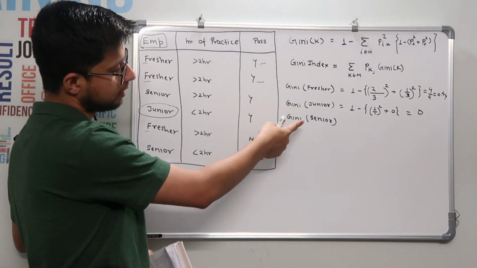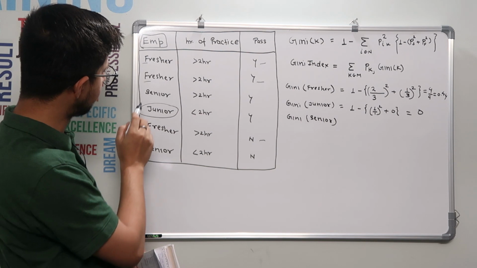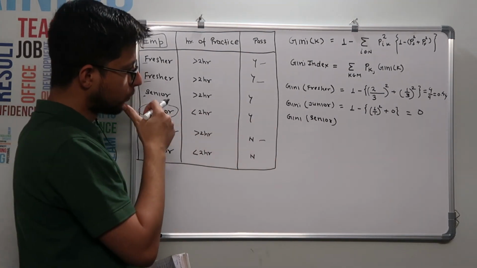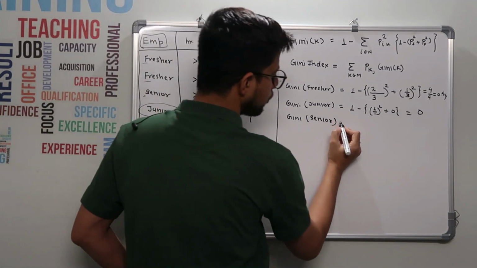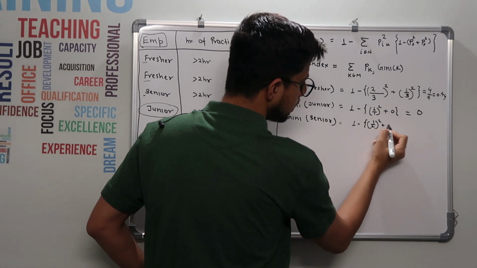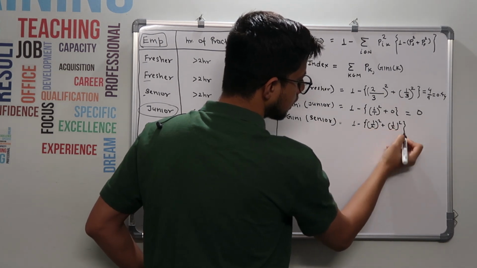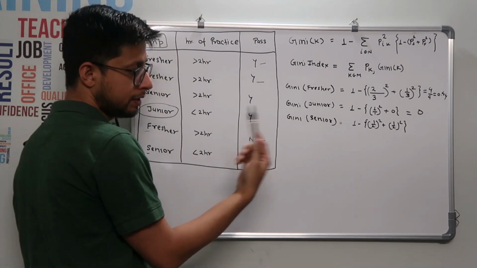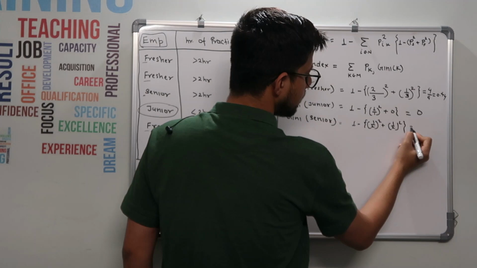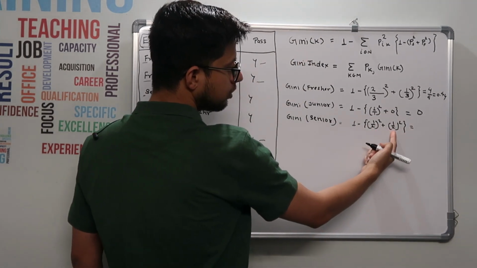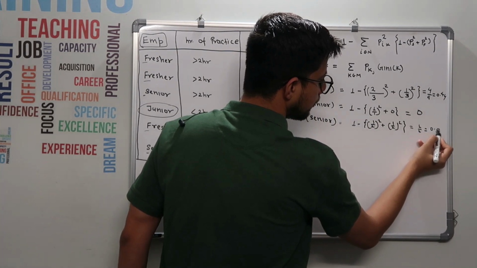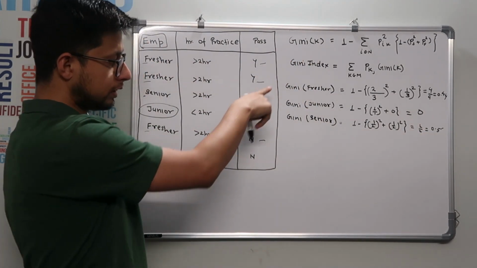Now calculate Gini for senior. How many seniors are there? 1 and 2, and with respect to yes and no, 1 is yes and 1 is no. So 1 minus (1 by 2 whole square plus 1 by 2 whole square), where 1 by 2 is the probability of yes and 1 by 2 the probability of no. How much will it come? 1 by 4 plus 1 by 4 is 1 by 2, and 1 minus 1 by 2 is 0.5. So this is the Gini.